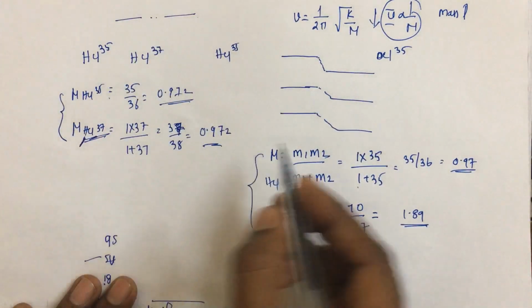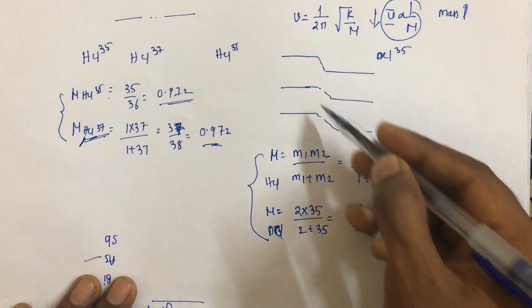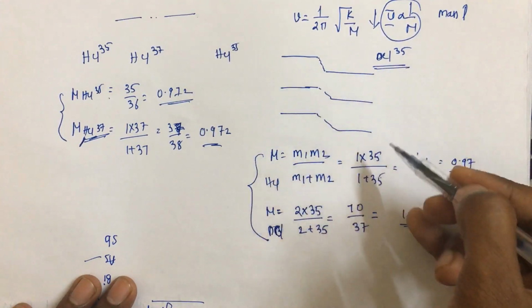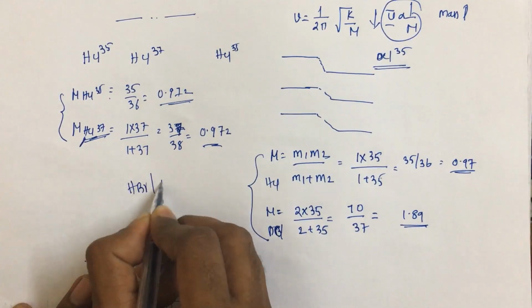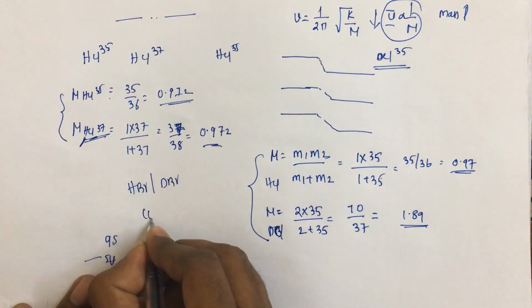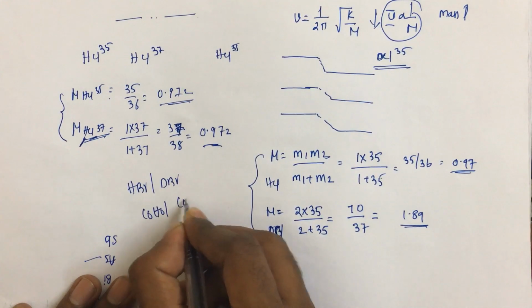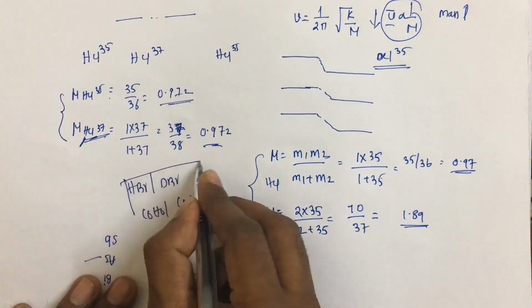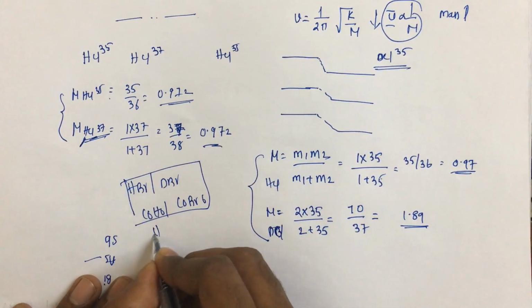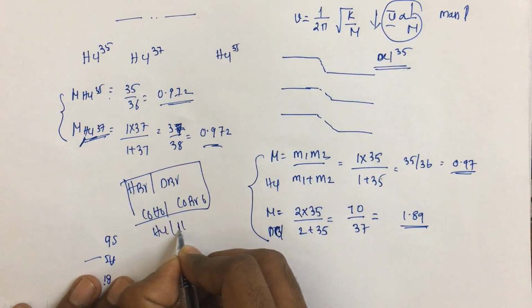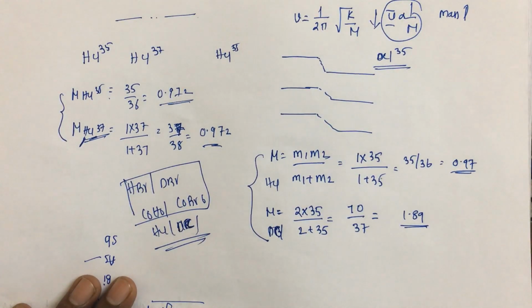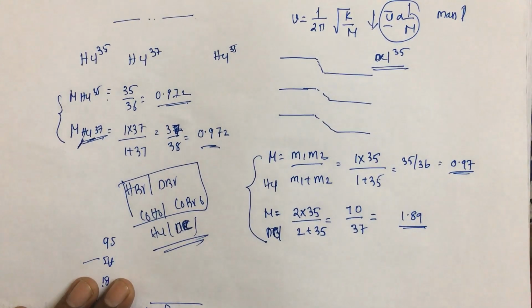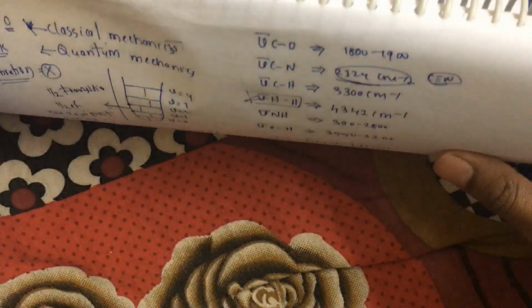Okay, but for HCl and DCl, there will be a change. Similarly we can also write for HBr and DBr, or C6H6 and C6D6 also, and HCl and HBr, DBr, DCl. Okay, so the problems will be asked from these three topics. So now we'll solve one question.